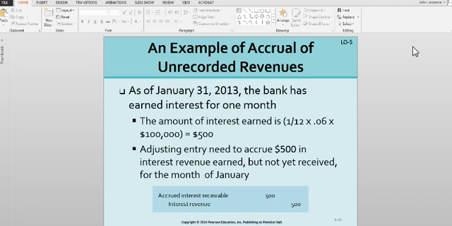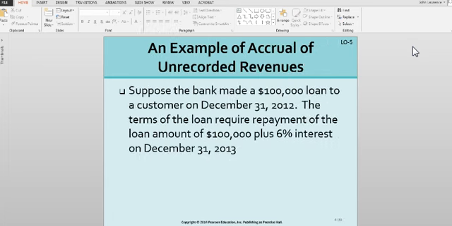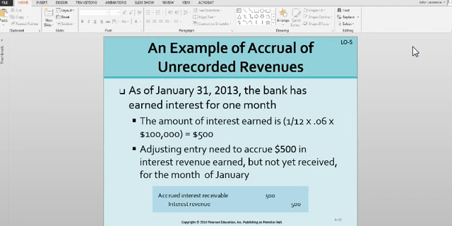Think back now to you, the company that borrowed that money, and we're going to jump back to that account for a second. You recorded interest expense for $500 and a payable account for $500. Now the bank, of course, loaned you the money and has the revenue. They're recording a receivable for $500 and recording the interest revenue for $500. So it frankly is just the flip side of that transaction.